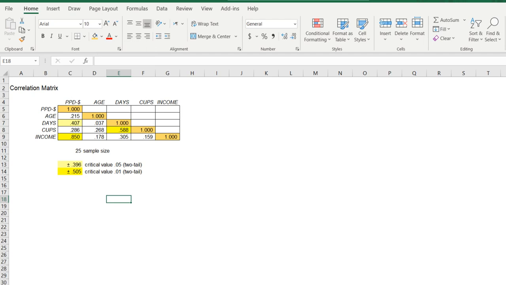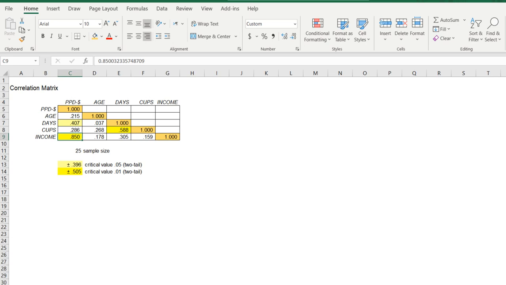Now we're interested in looking at the correlation between the dependent variable, prepaid amount, and each of these individual independent variables. Prepaid correlates the greatest with income, 0.85 correlation. That number, we like it to be high. So the correlation of each of these with the dependent variable, we would like these to be high.